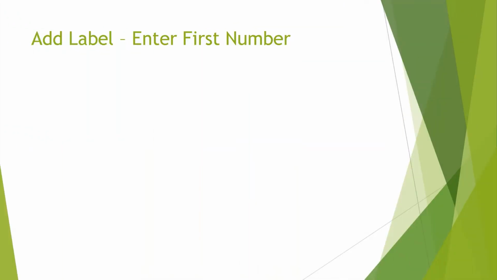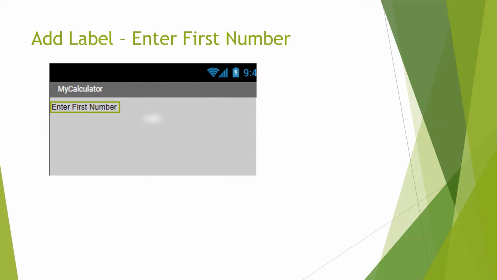Now we will add a label to our screen. From left side palette, select Label. Drag it into your screen. Go to Properties, and select Text property. Change its value to enter first number.